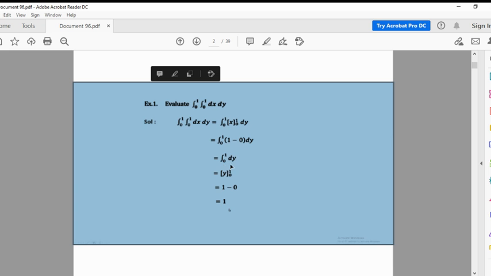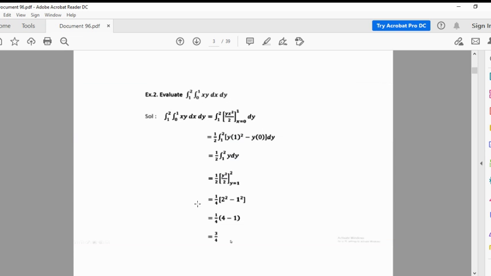Now again take the limit and take the integration with respect to y. So what is the integration of 1 with respect to y? Integration of 1 with respect to y is y, and limit varies from 0 to 1. Lower limit is 0, upper limit is 1. So again put the first limit 1 minus 0, that is 1. This is the first example.